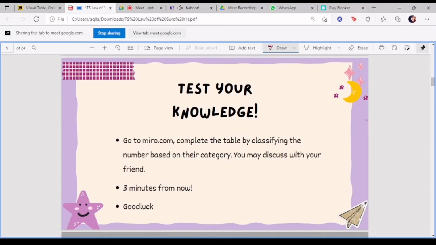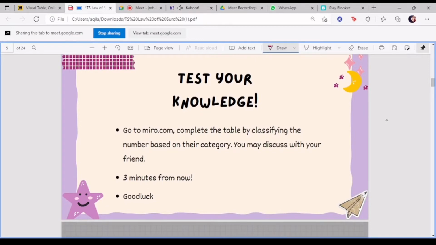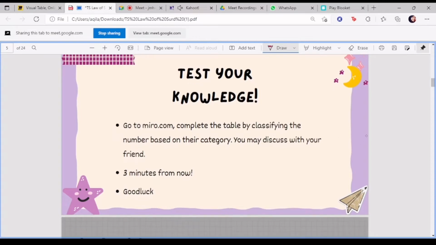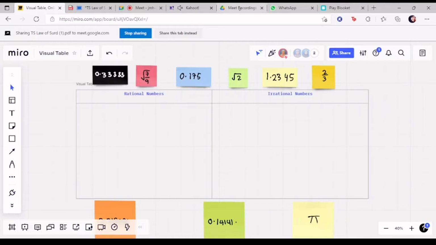So, to see whether you truly understand, we will have a short quiz. Firstly, I want you to go to miro.com and complete the table by classifying the number based on their category. So, you may discuss with your friend. I give 3 minutes from now. So, everyone please get into the link that I provided just now. Okay, teacher.